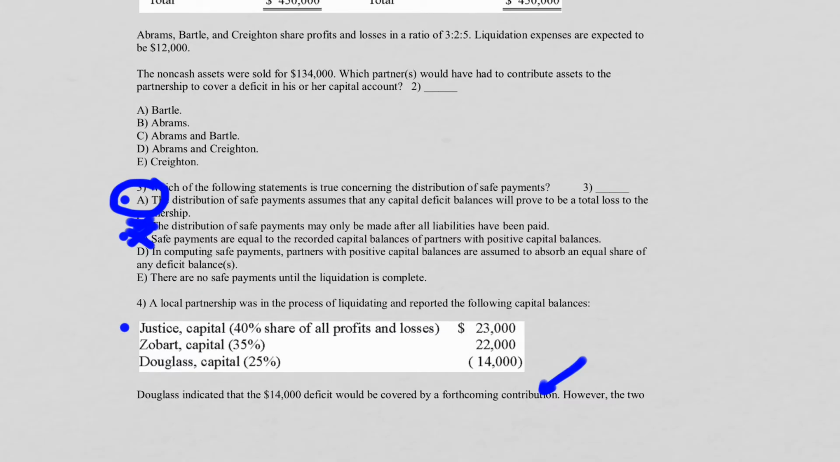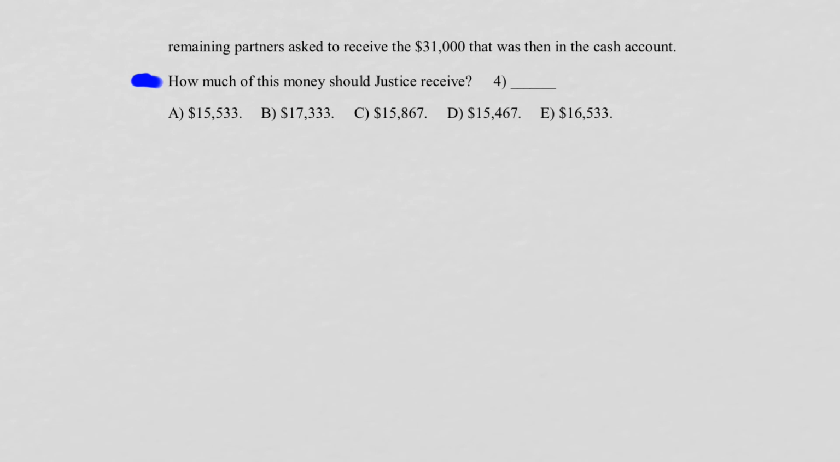How much was in the cash account? Well, let's see. How much should it have been? 23 plus 22 minus 14 is 31,000. So that's how much cash they've got. So these 2 guys, Justice and Zobart, can't wait. They want to get some of their cash now. So how much can we give out? In other words, what's the safe payment?